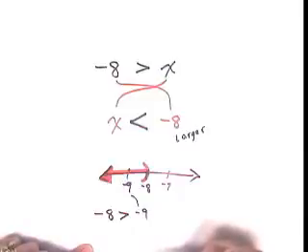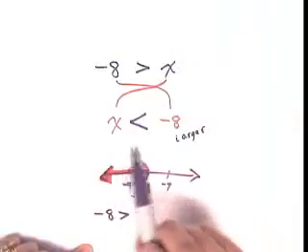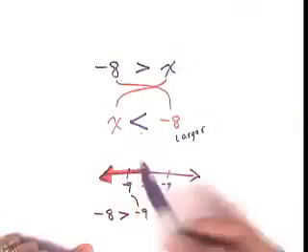All you have to remember when you're given a graph like this is to make sure that you make your variable move to the left side, which means switching the inequality symbol before you graph.